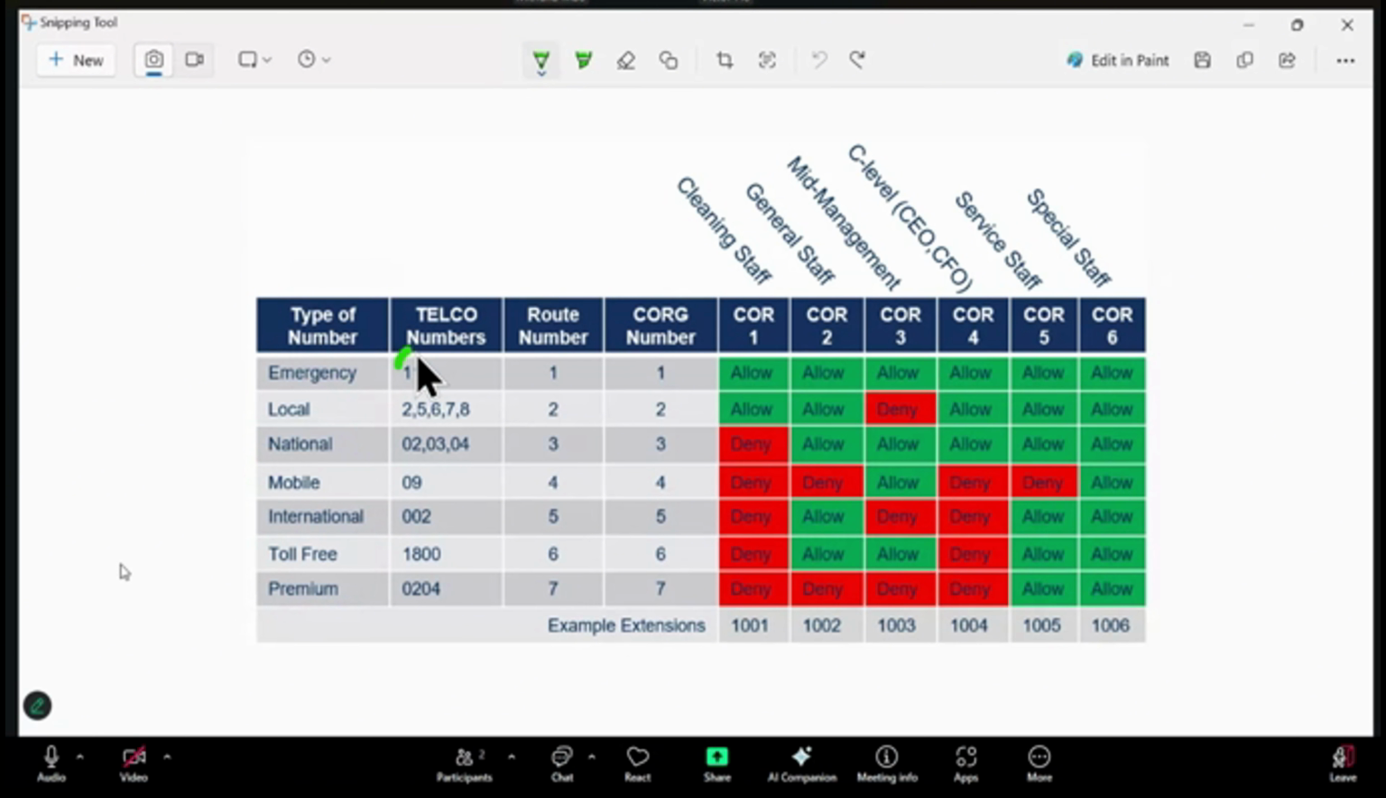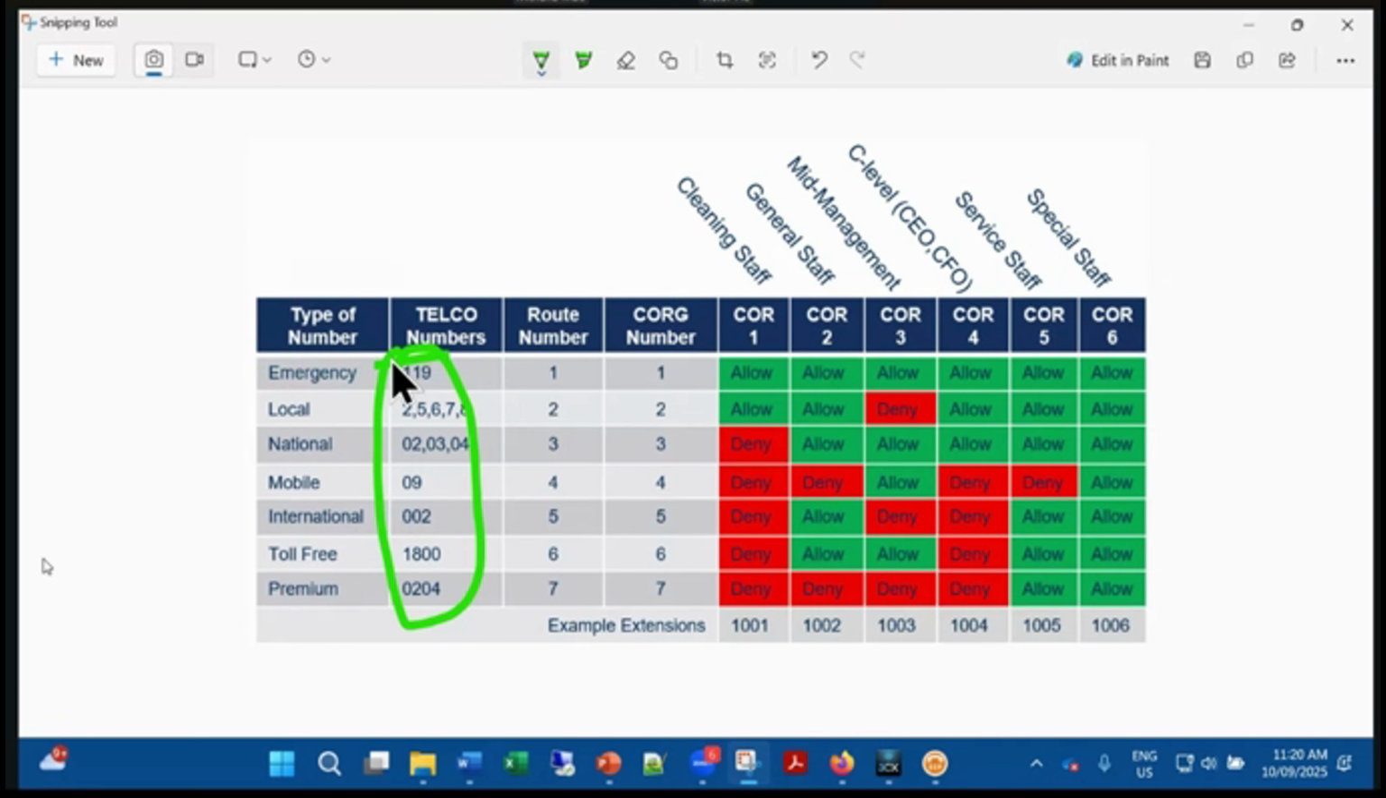Next column is you write down the different numbers for the type of number. So emergency in this example is 119. Local is 25678. National is 020304. You put it into the same table, okay? If you have everything together in one table, programming is very easy.